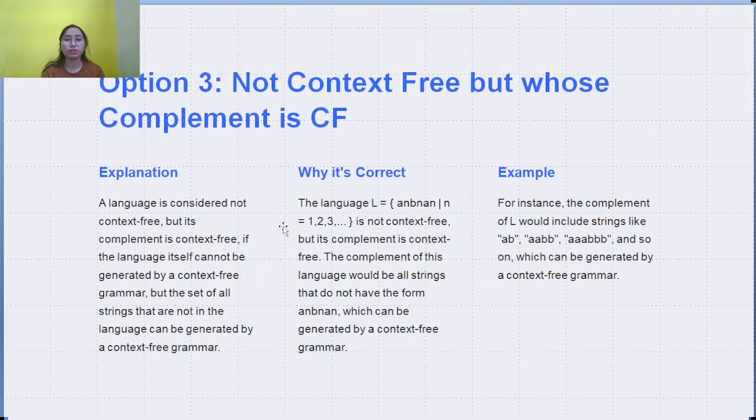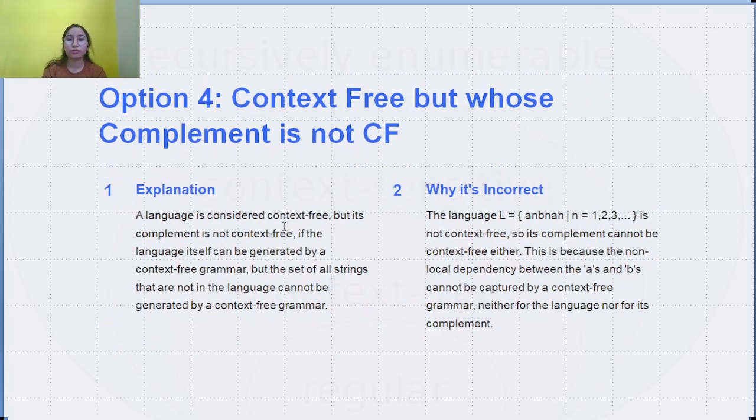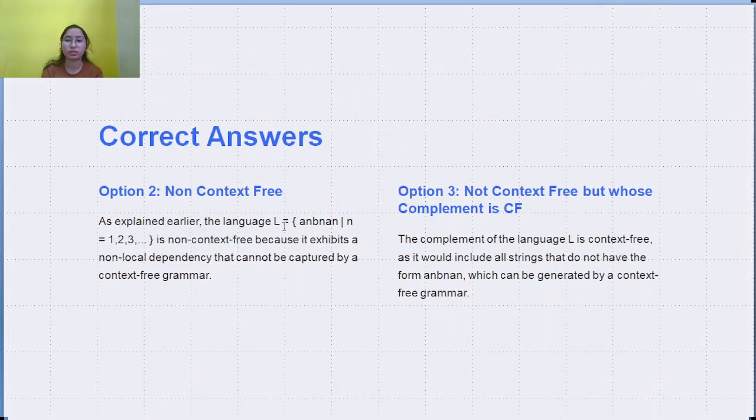Now let's see option number 3, non-context free but whose complement is context free. In this, a language is considered non-context free but its complement is context free if the language itself cannot be generated by a context free grammar, but the set of all strings that are not in the language can be generated by a context free grammar. And option number 4, context free but whose complement is not context free. So a language is considered as context free but its complement is not context free if the language itself can be generated by a context free grammar, but the set of all the strings that are not in the language cannot be generated by a context free grammar.